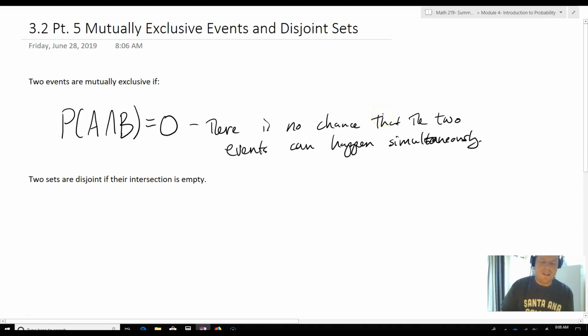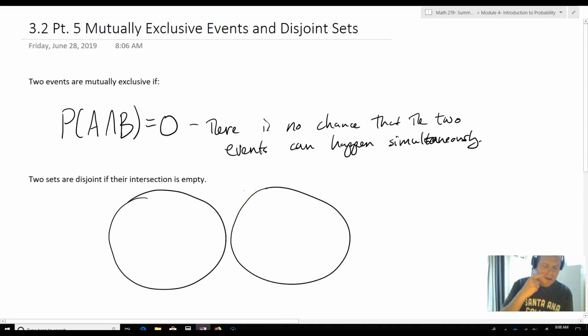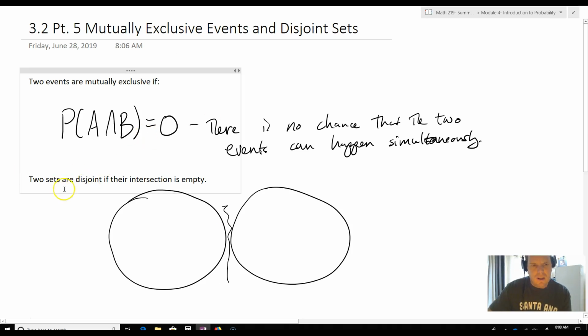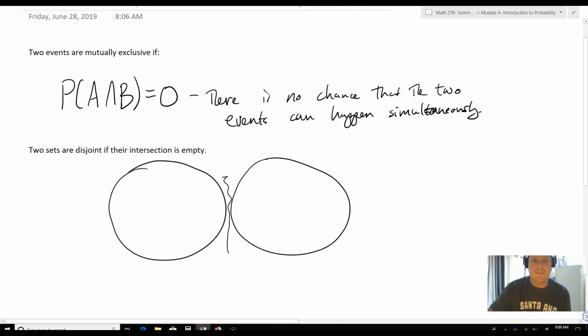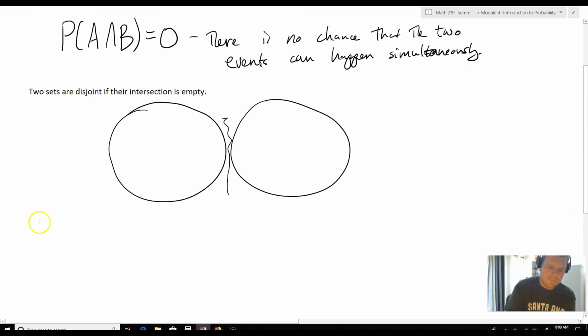And where that comes in terms of disjoint sets is that two sets are disjoint if their intersection is empty. So if we imagine here that we have two distinct groupings and there's no intersection, so there's no overlap here, they don't meet, then these sets are what we call disjoint. Disjoint means separated. And so if their intersection is empty, that is, there's no overlap between the two of them, that means the sets are disjoint.